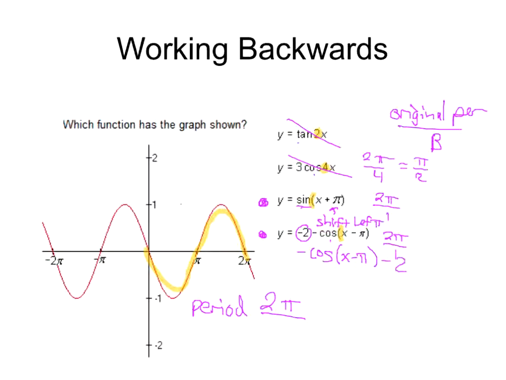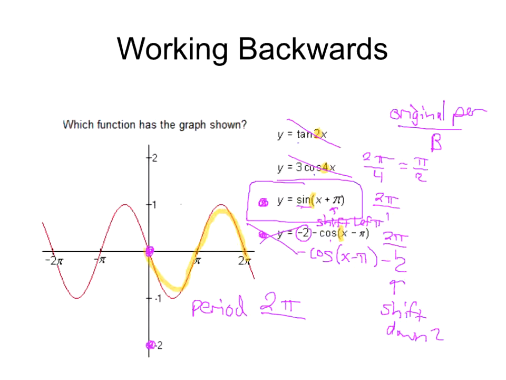That -2, I really have negative cosine x minus pi. And if I stick that -2 down here at the end, do we remember what this -2 is going to do to my graph? It's going to shift my graph down 2 spaces. Is this graph down 2 spaces? It's not. So I can automatically cross off D. So that leaves me with this answer right here.